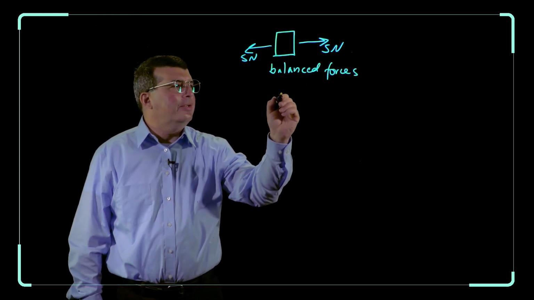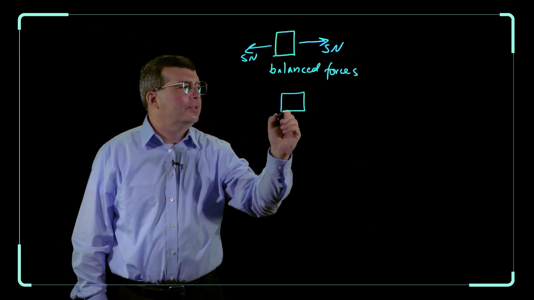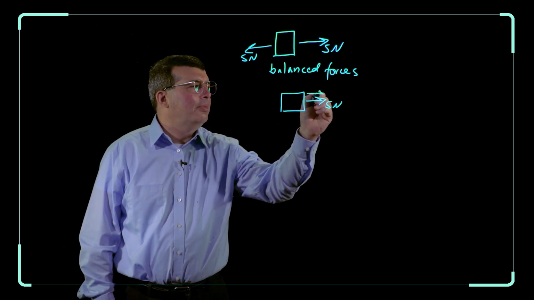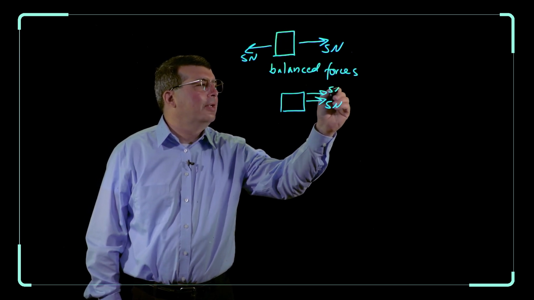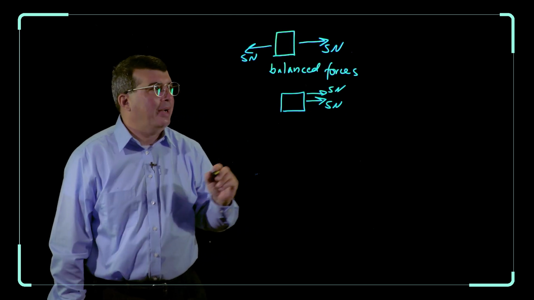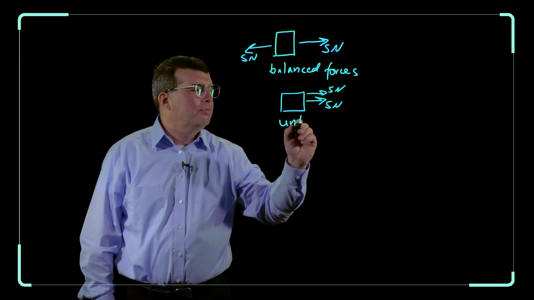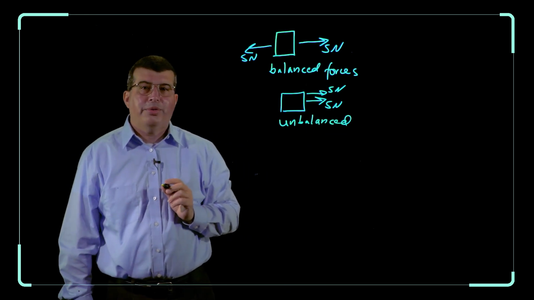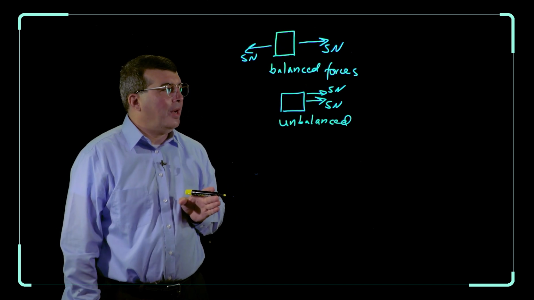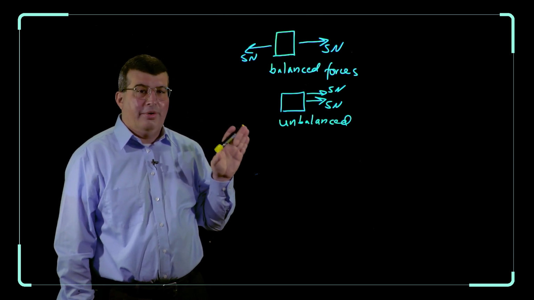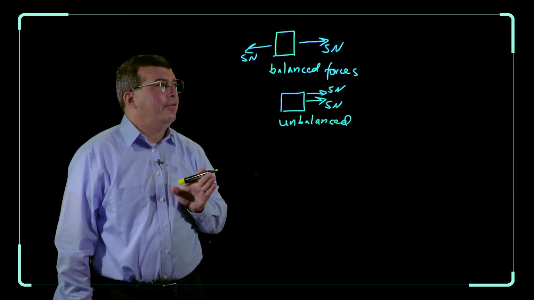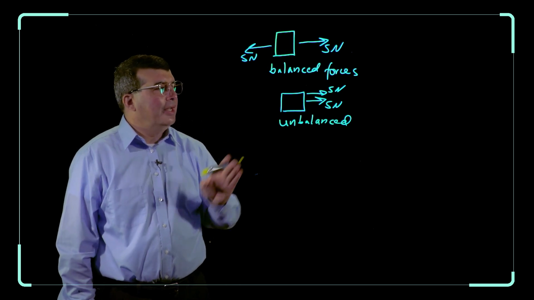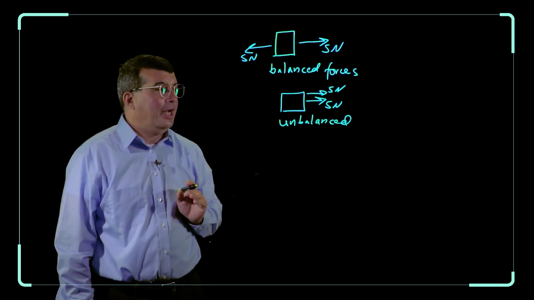However, if I take those two 5 Newton forces and I put them both to the right, then those would be unbalanced forces, because they are both pushing or pulling to the right, so they are not balanced. If I have a 5 Newton force to the right and a 5 Newton force to the left, those balance. These two 5 Newton forces do not balance.